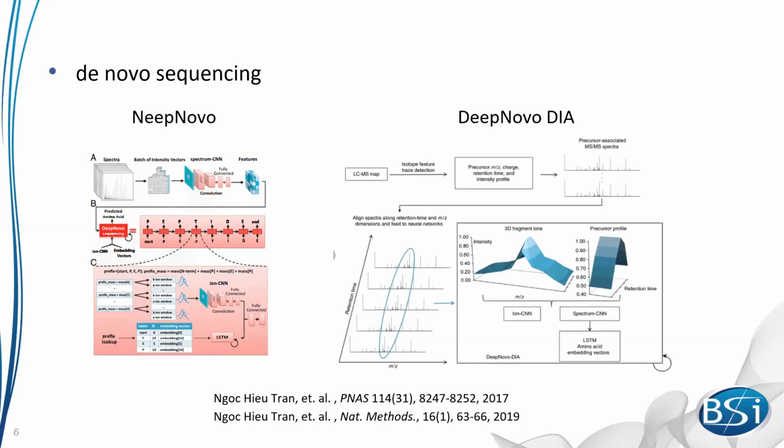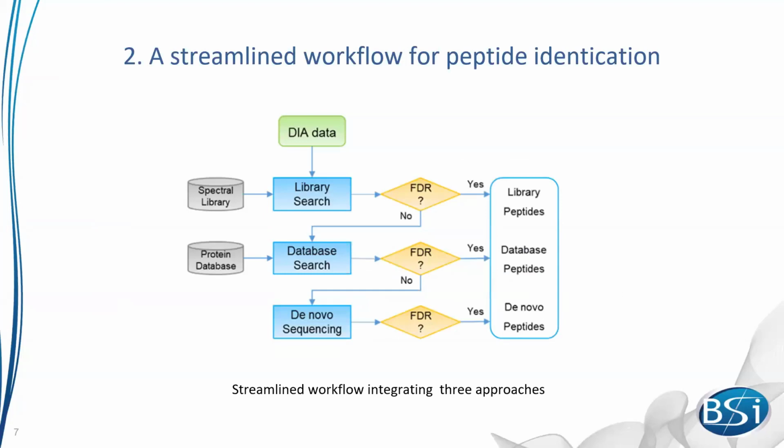We put those tools integrated in PICS Online for DIA data analysis. More than that, we provide a streamlined workflow for peptide identification. Specifically, given a data set, we have three strategies to explain and annotate the spectra.